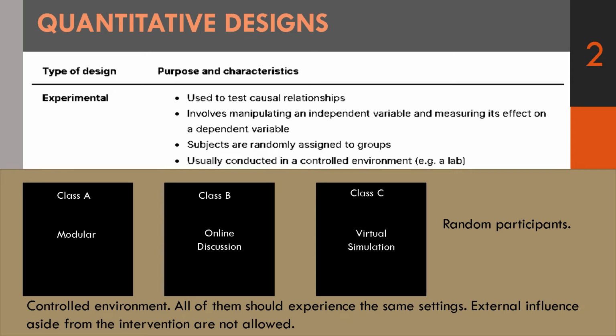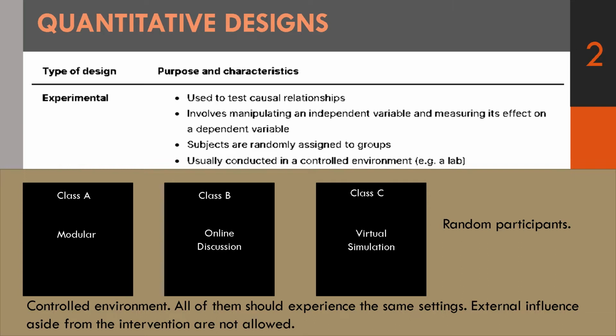So, let's discuss first about the experimental design. It is used to test causal relationships, involves manipulating an independent variable and measuring its effect on a dependent variable. Subjects are randomly assigned to groups and usually conducted in a controlled environment. So, ang environment here should be controlled.